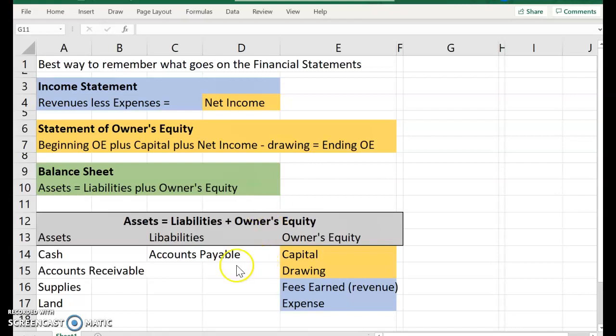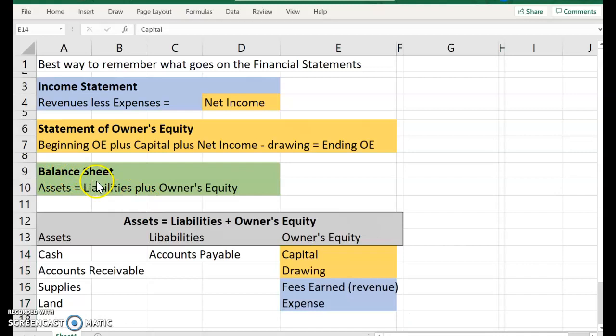Okay, so I've highlighted owner's capital, owner's drawing, and net income. So you can see that whatever's in yellow is going to go on the statement of owner's equity. So you have to calculate net income right in order for your ending owner's equity to be right. So basically, my statement of owner's equity summarized my owner's equity here.